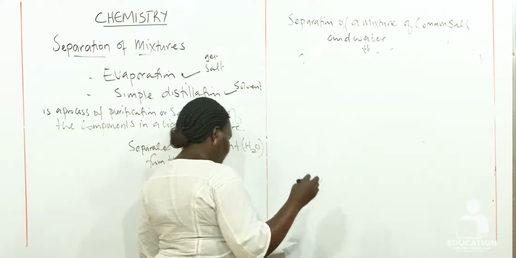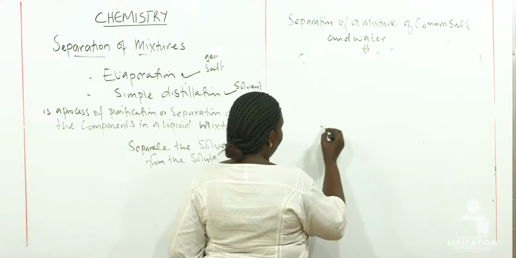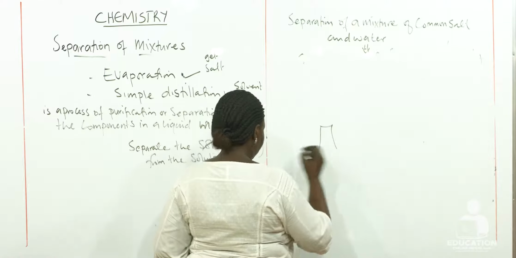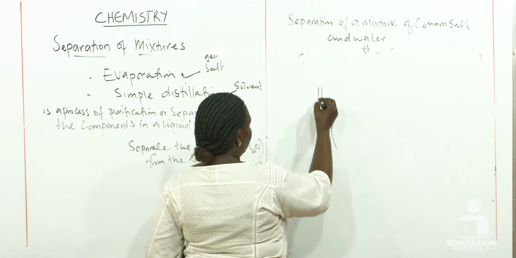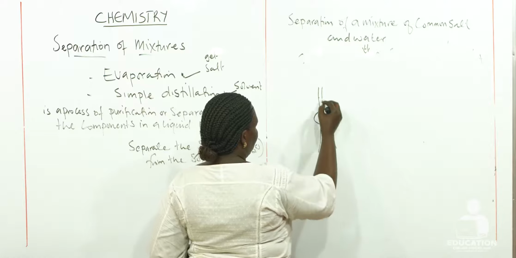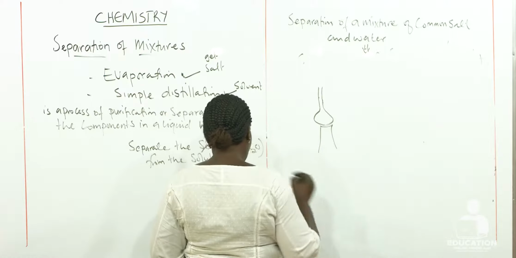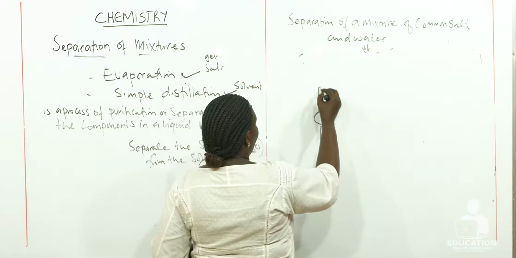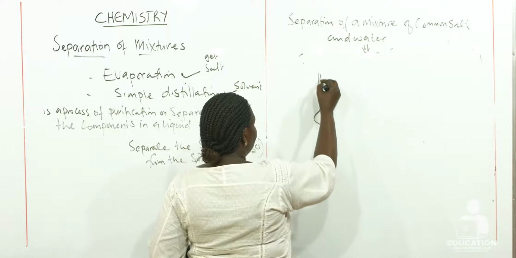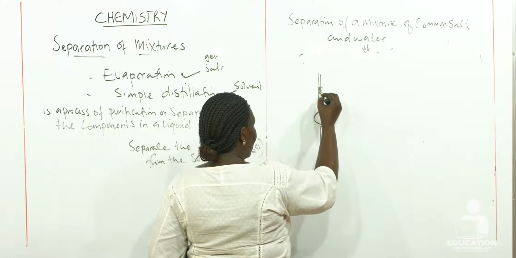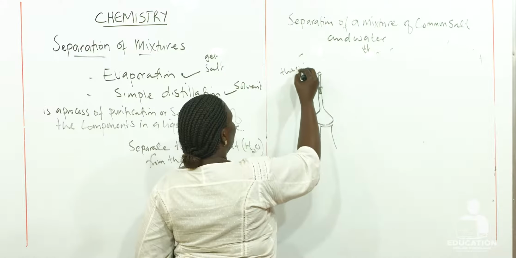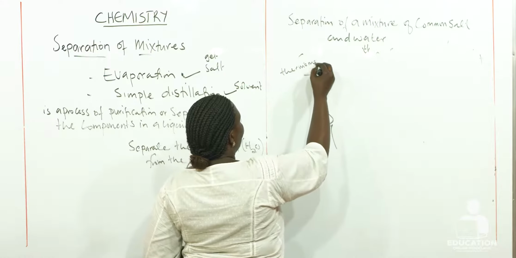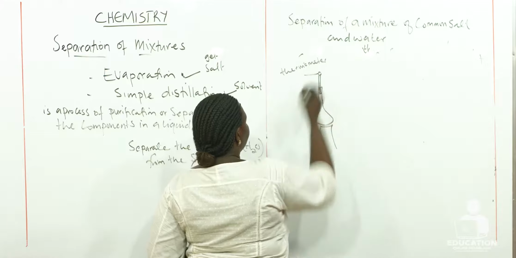Our distillation set looks like this. We have a stand. We have a round bottom flask, and then a thermometer is attached to it to measure the temperature.